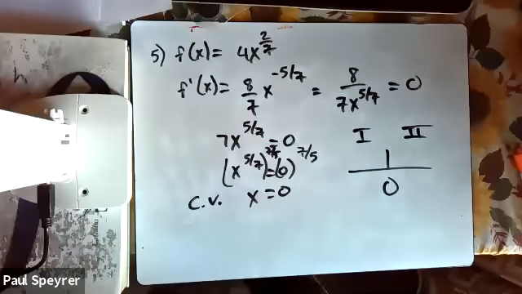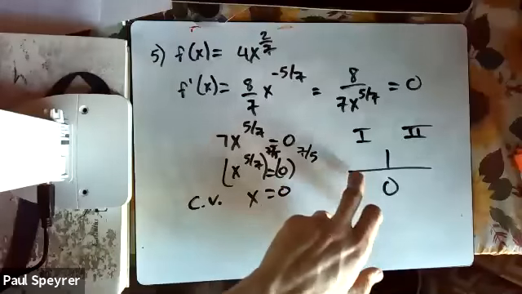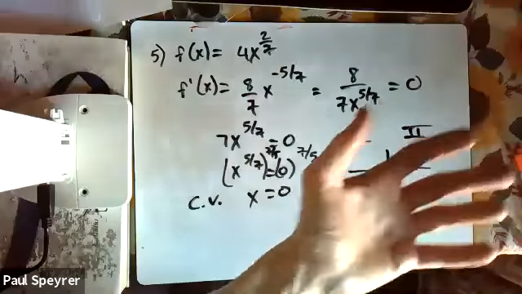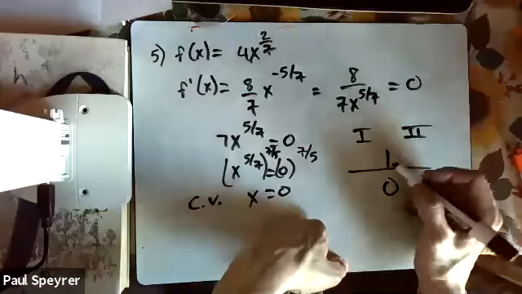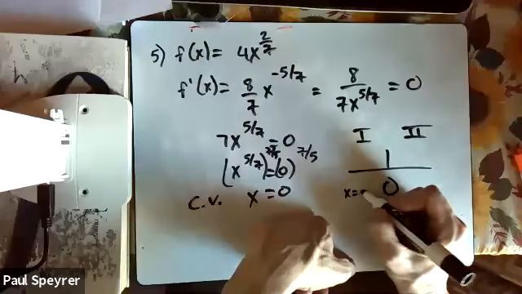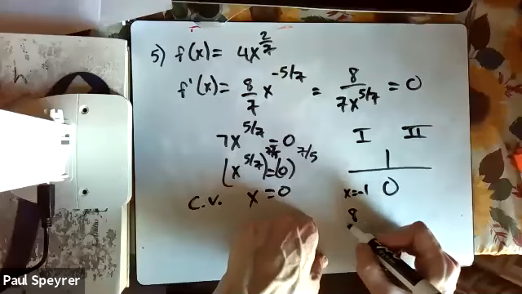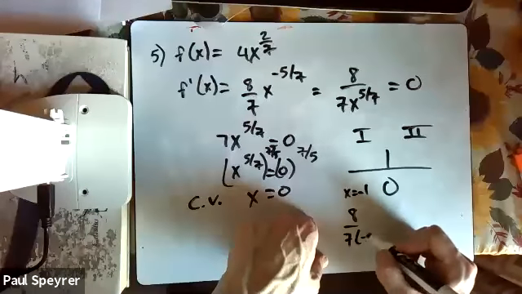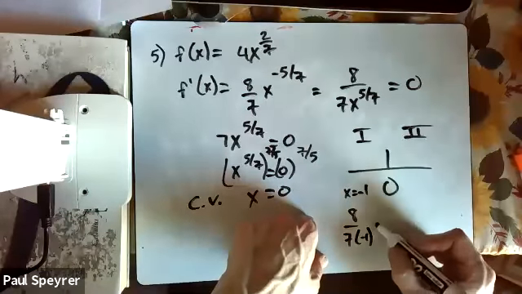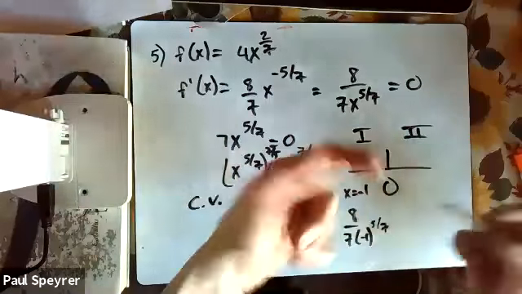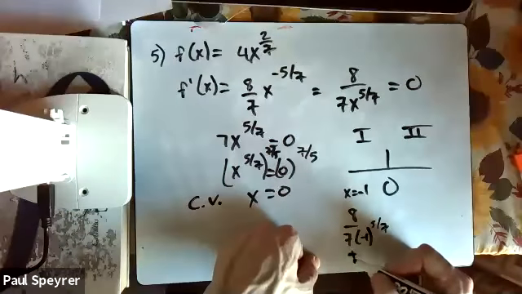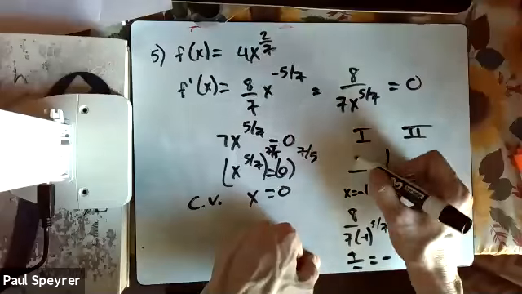Now, you're going to plug in a number less than 0 and bigger than 0 into the derivative, and you want to see what the signs are. If I test x equals -1, for example, we get 8/7 and then -1 to the 5/7. Well, it's a positive over a negative, which is a negative.